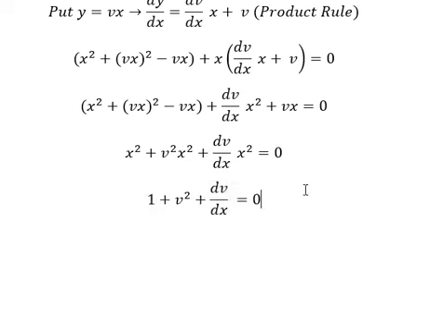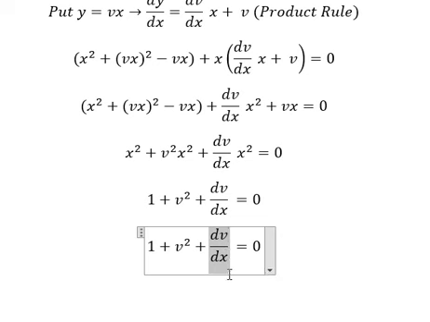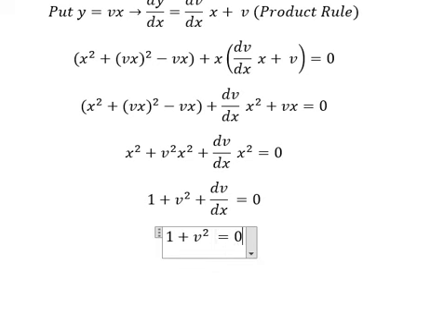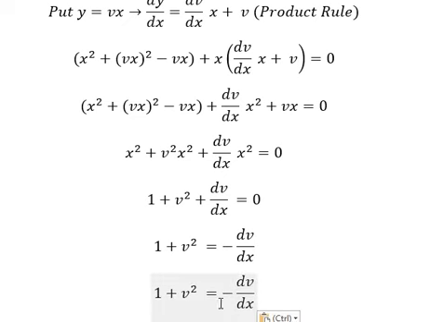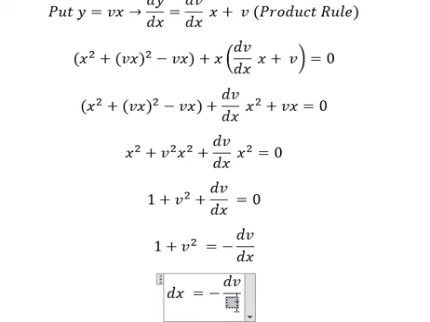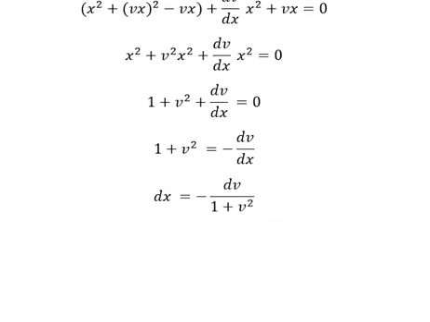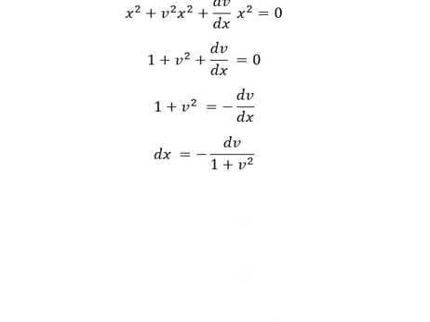Now, I will put dv over dx to the right. So I will put dx to the left, 1 plus v squared to the right. And now I will put the integration for both sides.